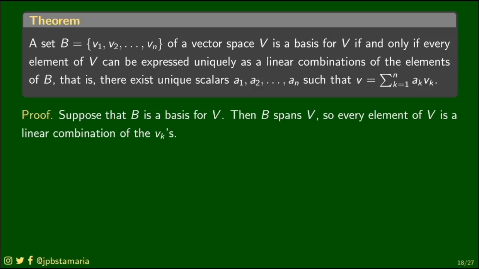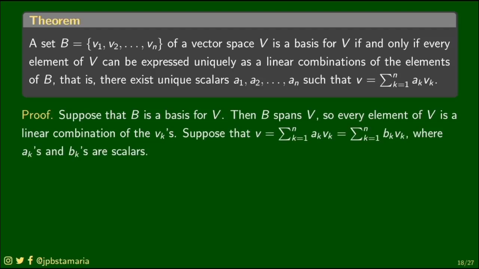First of all, since B is a spanning set for V, every element of V is a linear combination of the vk's. There really are ak's. To prove the uniqueness, suppose that there are two different ways to write V as a combination of the vk's. For example, one uses the coefficients ak, the other uses the coefficients bk, where these are scalars. Then, if I subtract these two, of course, they are both equal to V. This is V, this is V, this is also V. So the difference is the 0 vector.